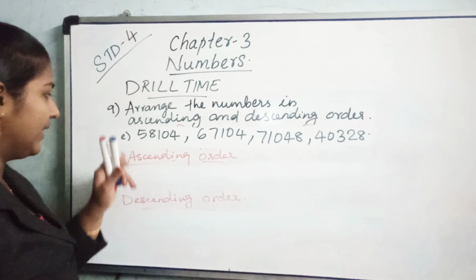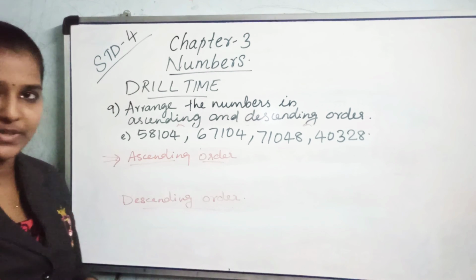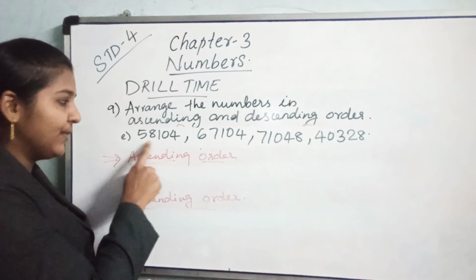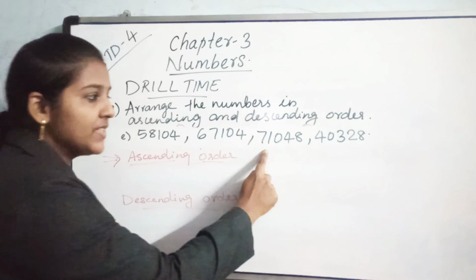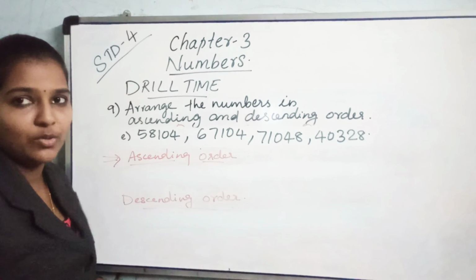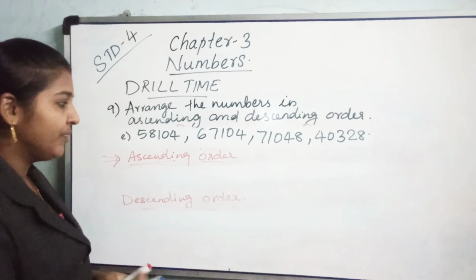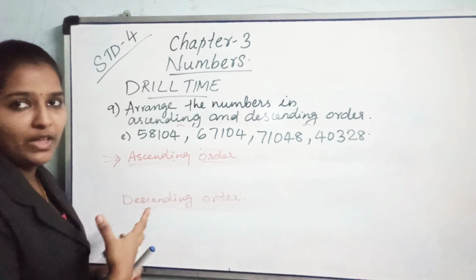Children, now we are discussing the last part of this question, ascending and descending order, that is E part question. Okay? So the numbers 58,104, 67,104, 71,048, 40,328. Okay, these are the numbers. Now let's arrange this in ascending order. So we can understand all are 5-digit numbers.